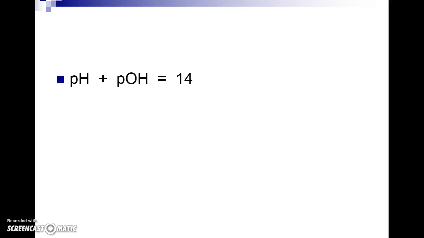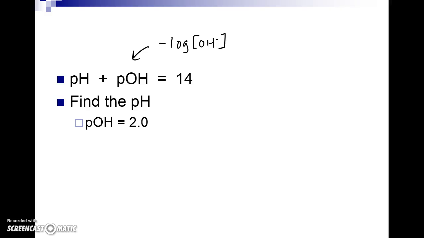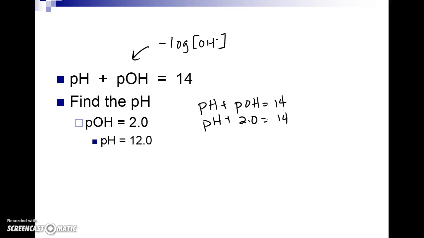We have another relationship between pH and pOH. pOH is the negative log of the hydroxide ion. So this here is the negative log of the OH minus ion. So we can use it the exact same way we use pH, but pH plus pOH is 14. So to find the pH, if we have a pOH of 2, we're just going to use that relationship of pH plus pOH is equal to 14. pH plus 2 equals 14, and it's easy to see that we just subtract, our pH is equal to 12.